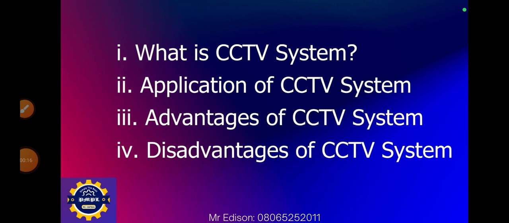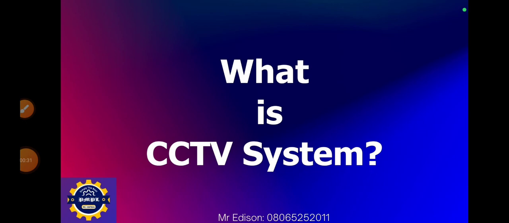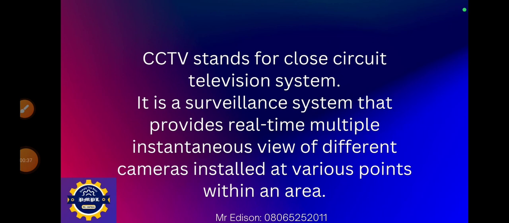Now we'll be covering what is CCTV system, application of CCTV system, advantages of CCTV system, and disadvantages of CCTV system. So what is CCTV system? CCTV stands for closed circuit television system. It is a surveillance system that provides real-time multiple instantaneous view of different cameras installed at various points within an area.